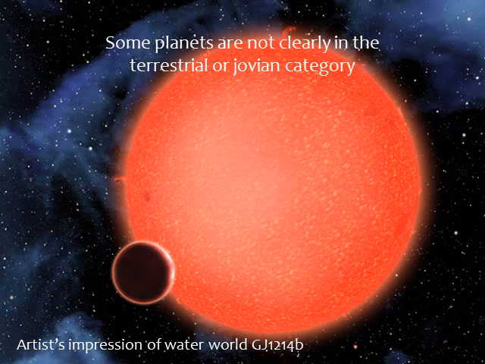Third, some planets are not clearly in the terrestrial or Jovian category. This planet is an example of a super Earth. It's orbiting a red dwarf star about 40 light years from us. Observations from Hubble show that it's a water world. It's enshrouded by a thick, muggy atmosphere. This is a new type of planet. It's like nothing we've seen in our solar system.